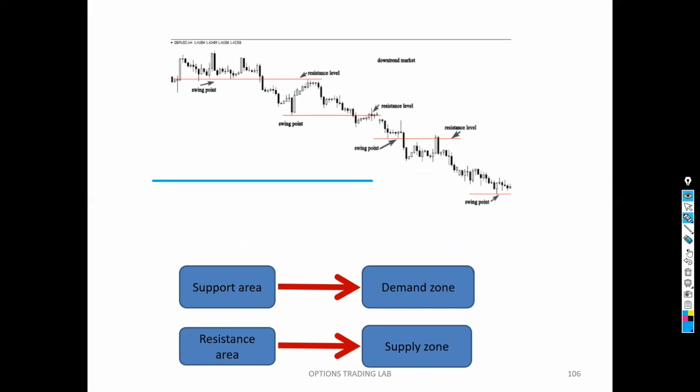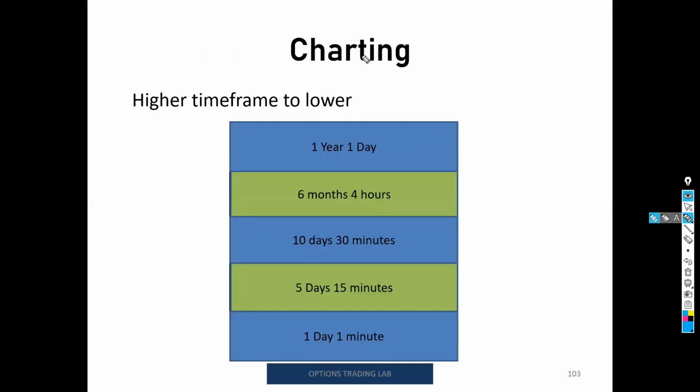And the support area is also called the demand zone, and the resistance area is also called the supply zone. You know what drives the market? It is supply and demand. When supply increases, demand decreases, and price also decreases. When demand increases and supply decreases, what happens? The price increases because supply is low and demand is high.